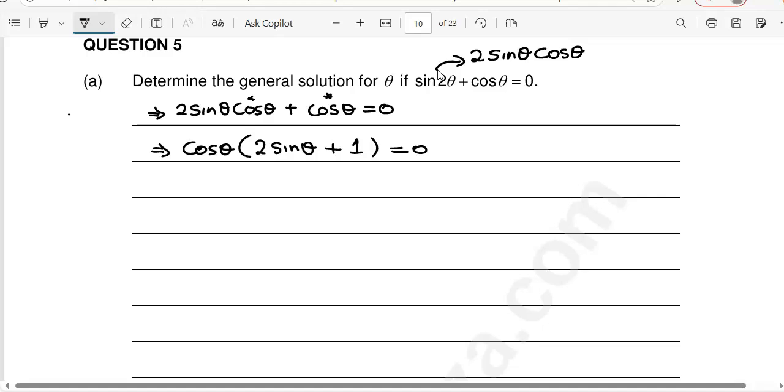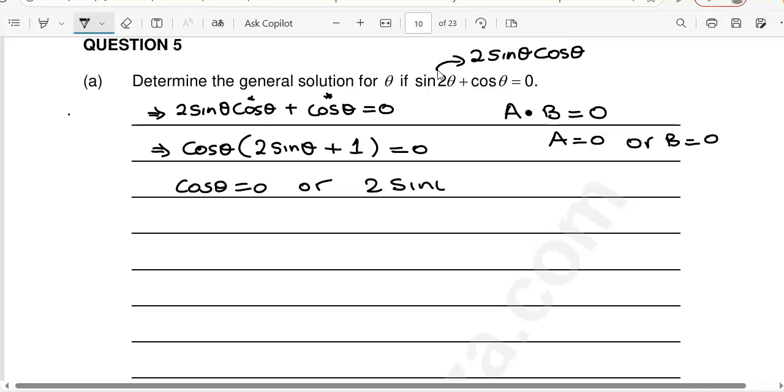Now we apply what we call the zero product property. Remember, if I have A multiplied by B and this is equal to 0, I can equate A to 0, or I can equate B to 0. So we consider the cos theta as A. We take the cos theta and equate it to 0, or we take everything inside the bracket and equate it to 0. I think everyone is happy with that. So now let's start working with cos of theta equal to 0.